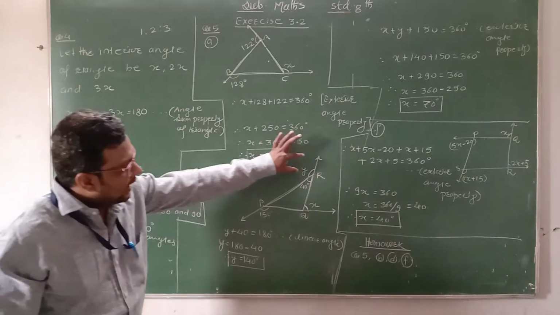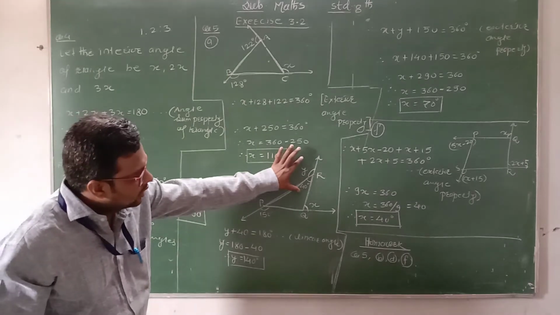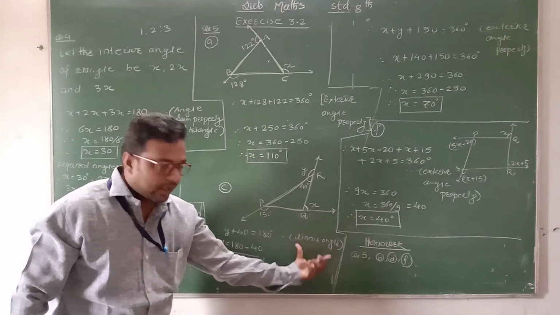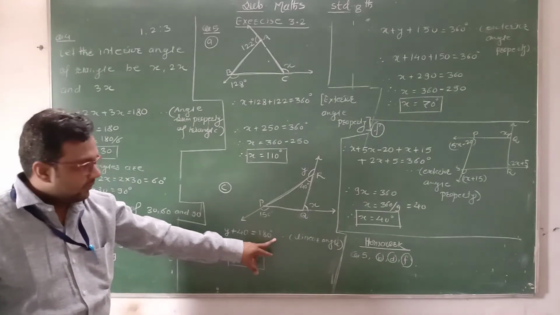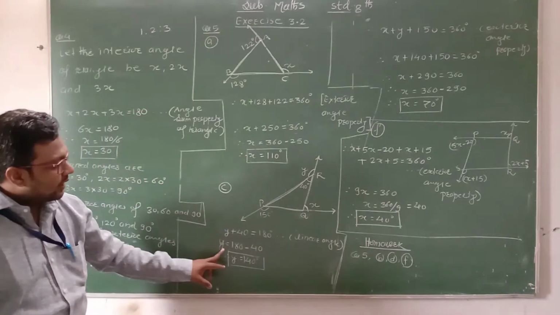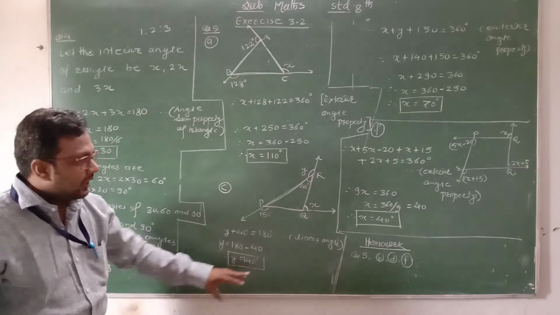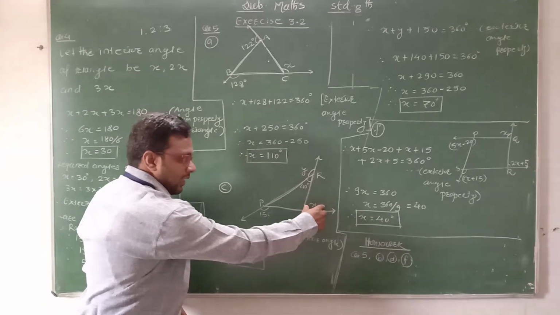The exterior angle forms a linear pair with what? The interior angle. Therefore, the sum of these two angles is equal to 180 degrees, a linear pair. Therefore, y plus 40 is equal to 180. Then y is equal to 180 minus 40. y is equal to 140 degrees. Here we get the value of y. But here we have to find the value of x.